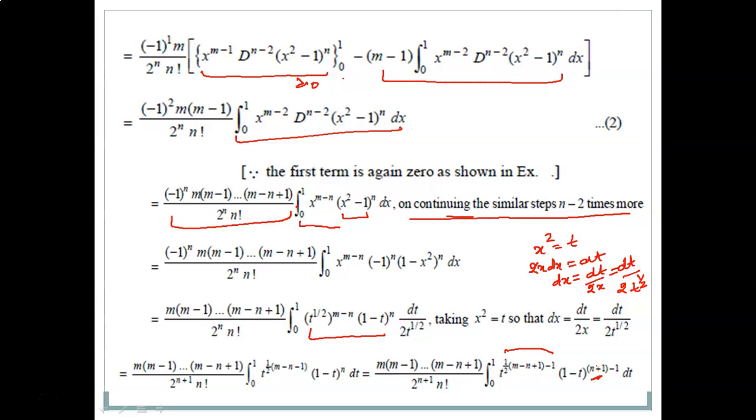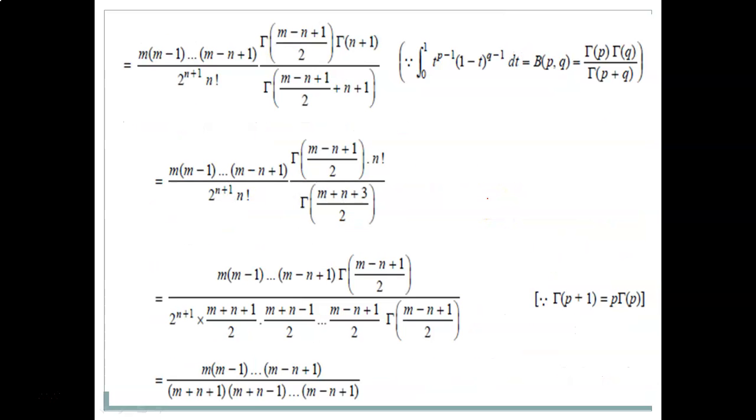Why are we writing it in this manner? Because we have the formula of beta and gamma functions. In beta and gamma functions, the beta function is written in this way. When we have the integral 0 to 1 of some variable to the power p minus 1, and 1 minus that variable to the power q minus 1 dt, then this integral is equal to beta p q, and this is called the beta function.